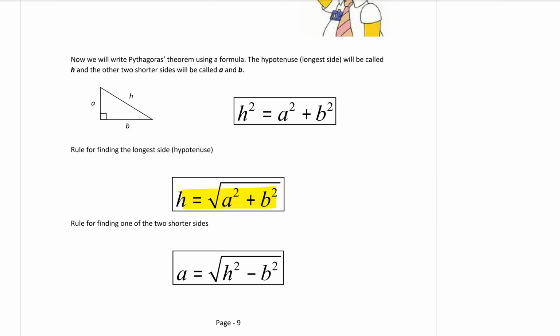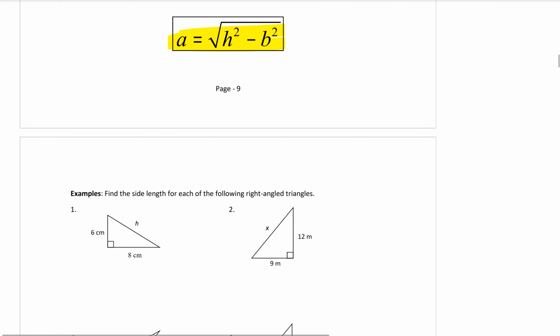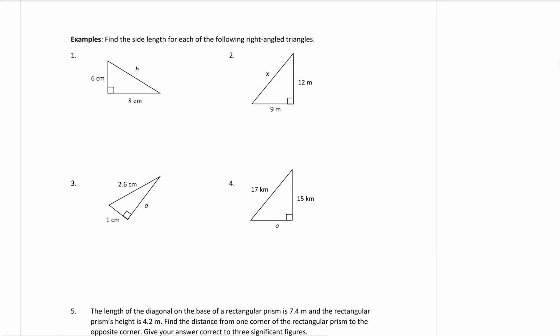If you are trying to find the shorter side, you use a equals the square root of h squared minus b squared. You're taking away the shorter side. Okay? Hypotenuse minus the shorter side. So hopefully you remember those formulas from previous lessons, previous years. Let's jump straight into examples.